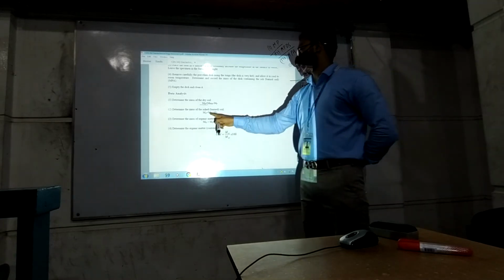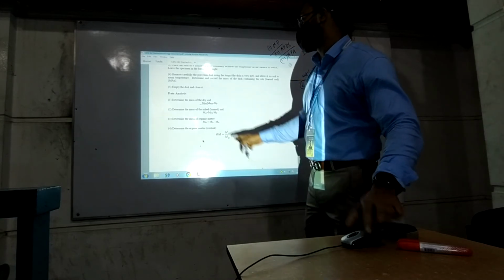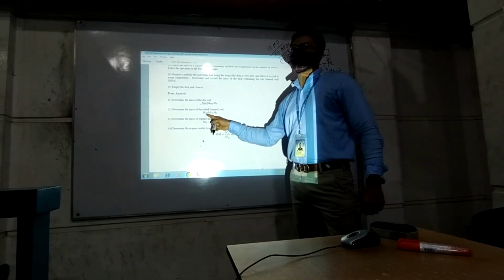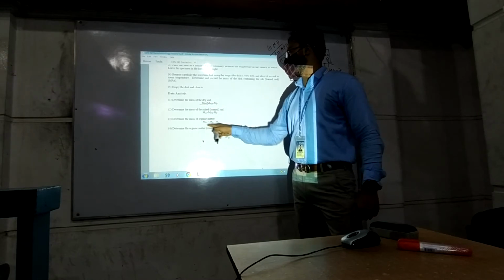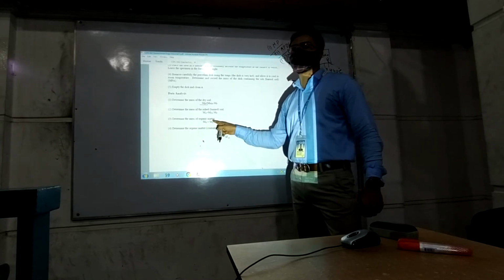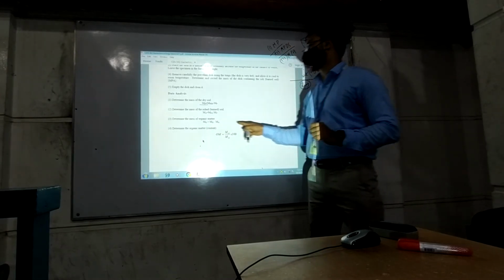So that thing is MPA minus MP is equal to MA. What is MA? Mass of ash. And mass of dry soil. So we have to determine the organic matter. Now we will find the organic matter, how much organic content is present there.